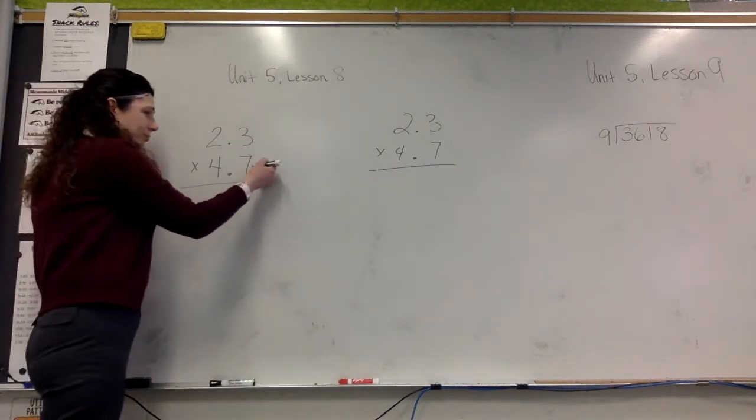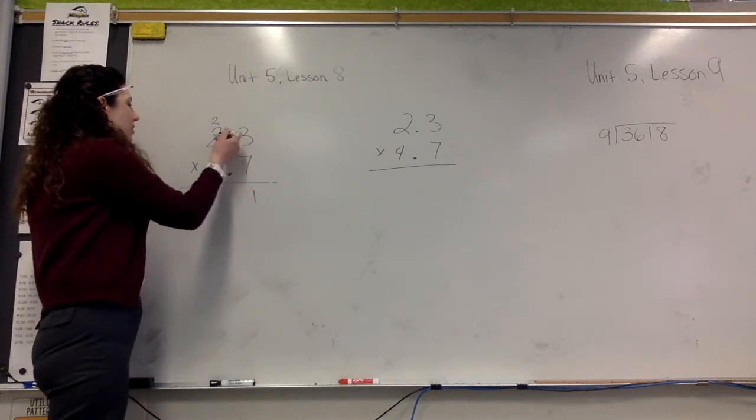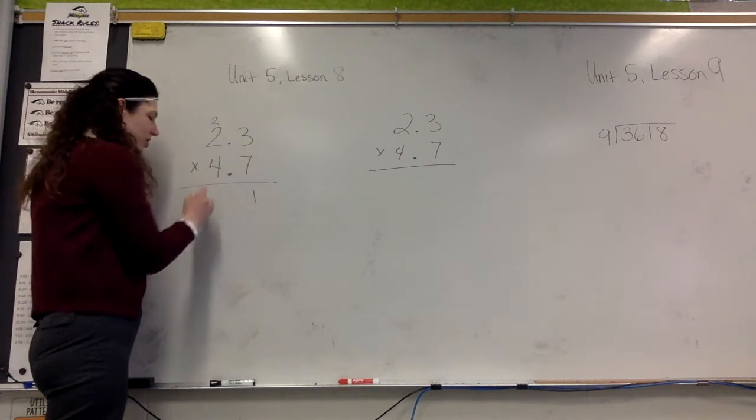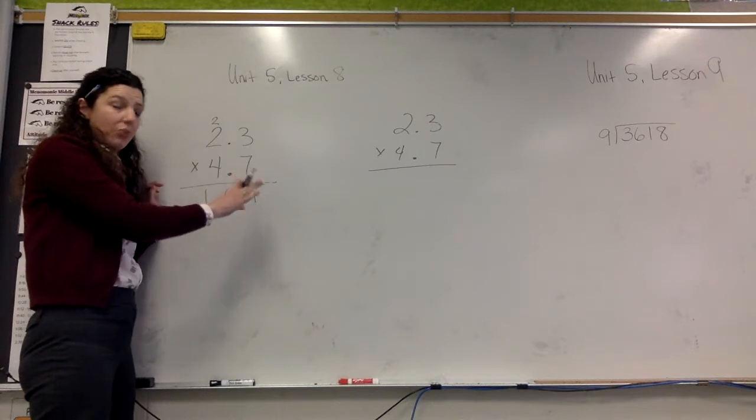So the first one, we start with 7 times 3 is 21, so I write the 1. I carry the 2. 7 times 2 is 14, plus the 2 I carried becomes 16. You'll notice I'm not doing anything with the decimals. We'll wait and we'll put those in at the end.